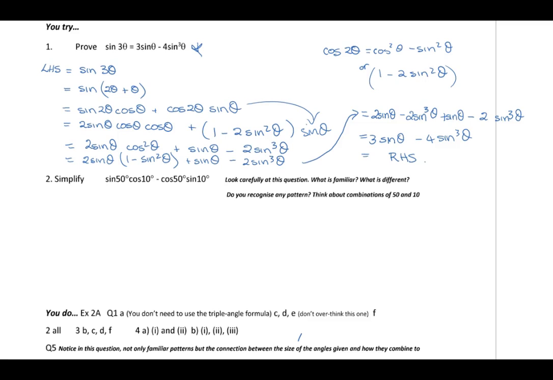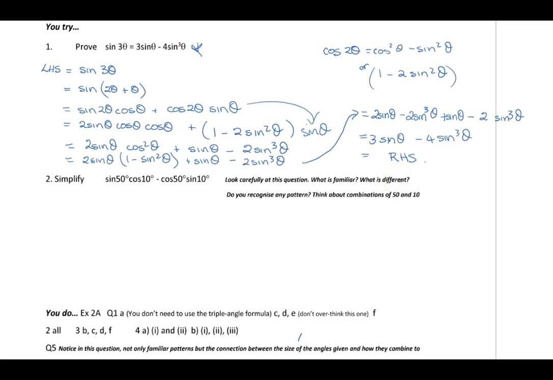I've got to simplify this. So I can only deal with what's given in the question. Is there anything familiar? Well, sine of an angle, sine of A cos B and cos of A sine B, that rings a bell. So hopefully you're thinking, oh yeah, that looks like sine of A minus B. Or is it a cos? What is it? So there is some familiarity with it.